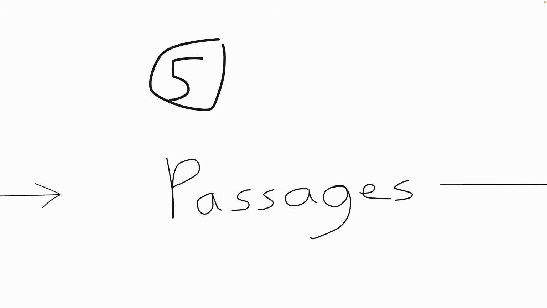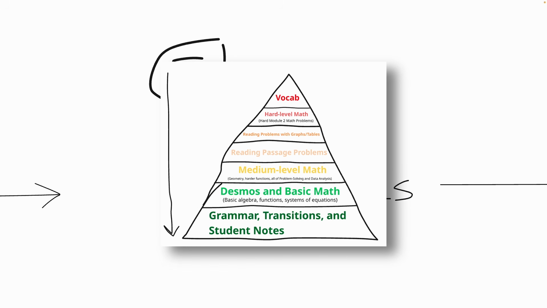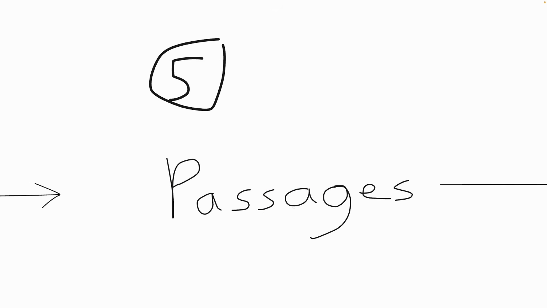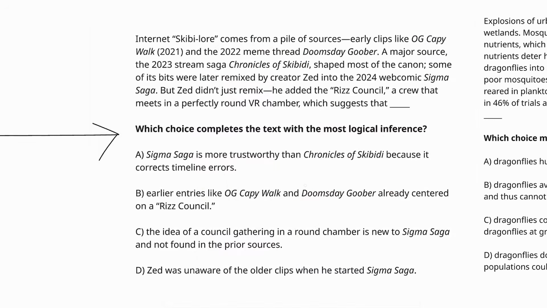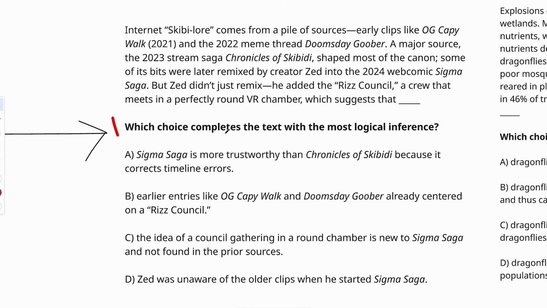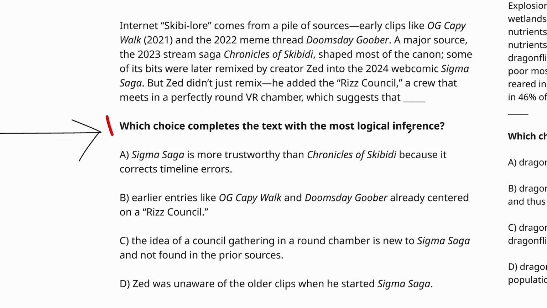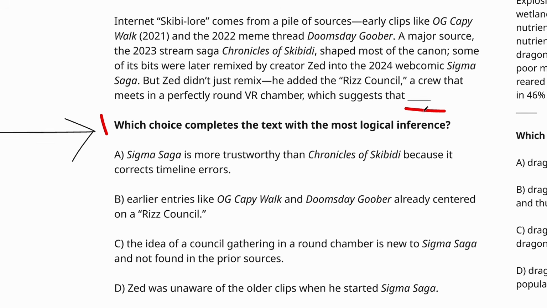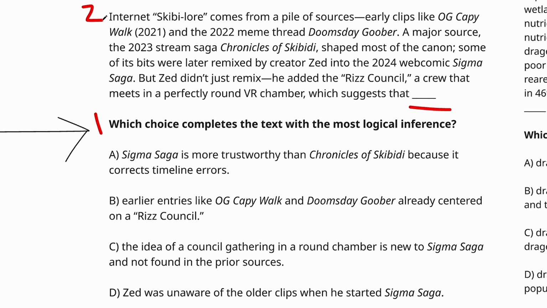Passage questions are a little bit higher in the pyramid than the other ones, but they're still pretty good to understand. When you see a question like this, try to stay calm. Then do this. First, read over what the question is asking. Which choice completes the text with the most logical inference? So we're trying to find what will basically fill in the blank for this question. Then you want to actually read over the passage.